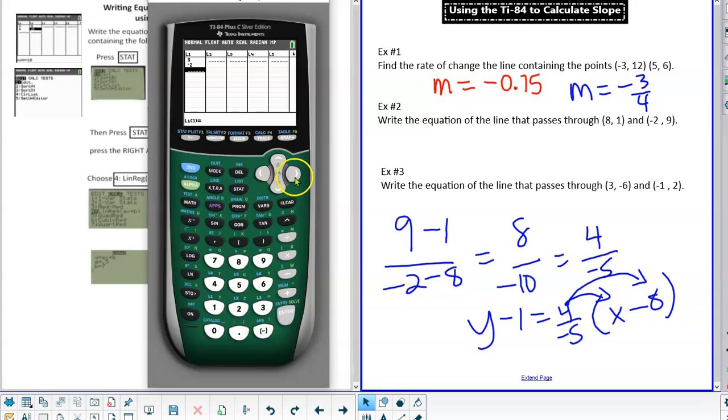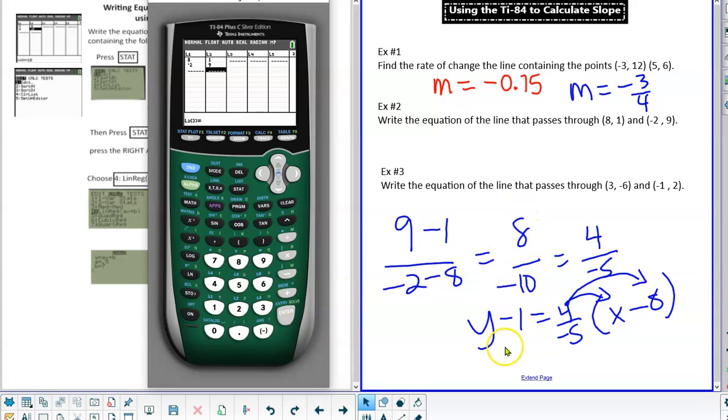Those are my x-coordinates. Now for my y-coordinates. They are 1 and 9. All right, that's it. That's the only work I have to do. I don't have to use the y2 minus y1 formula. I don't have to use the y minus y1 equals m times x minus x1 point slope formula.